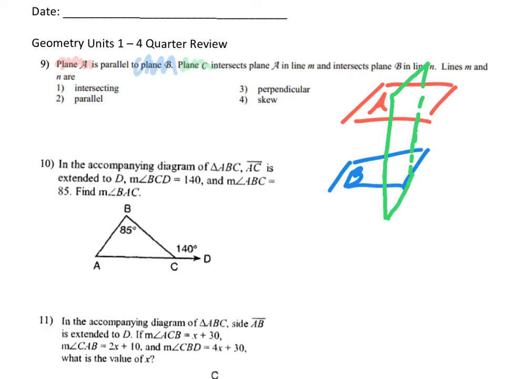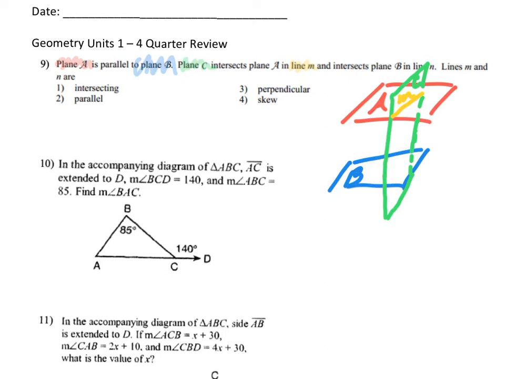Okay, this is my best attempt at plane C. And it intersects plane A in line M, right? So I need to draw a line M. Let's see, line M is going to be yellow. So this is where it's intersecting, right here. This is line M. And then it's going to intersect plane B at line N, right?